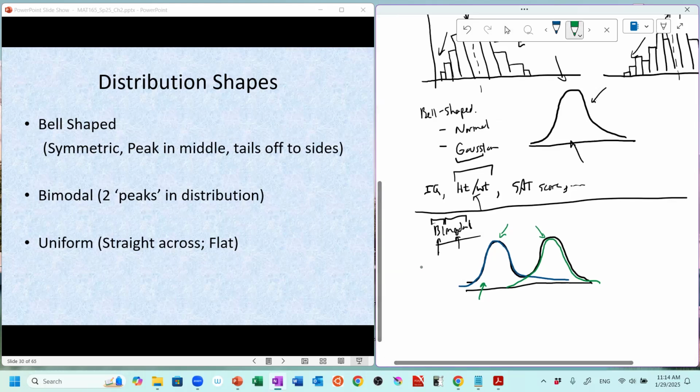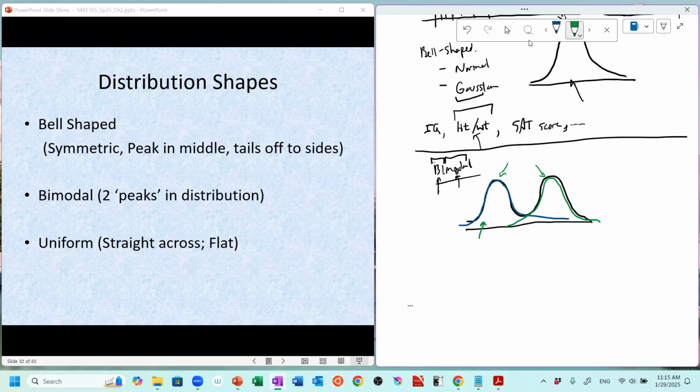But again, bimodal might be a situation where you have one big variable that's splitting some subpopulations out, but then there's a bunch of smaller variables that are combined together to get normal looking distributions, but in two distinct areas. And then uniform distribution, just straight across.